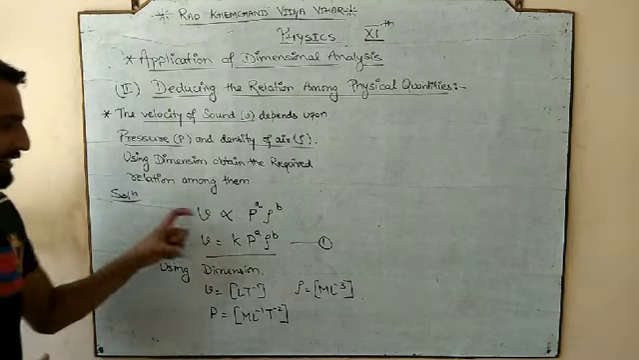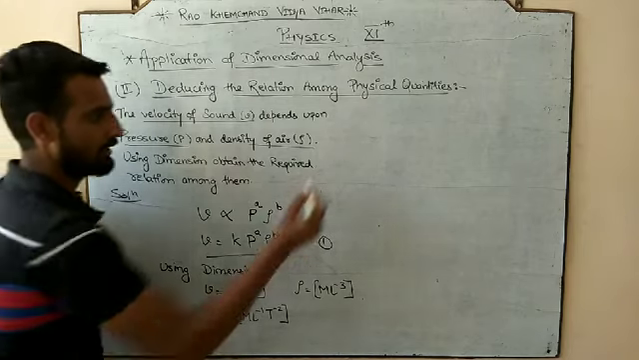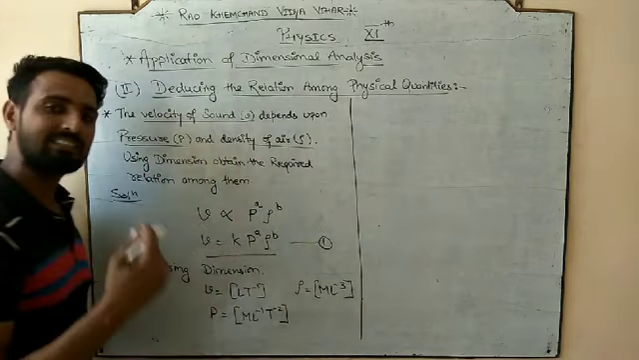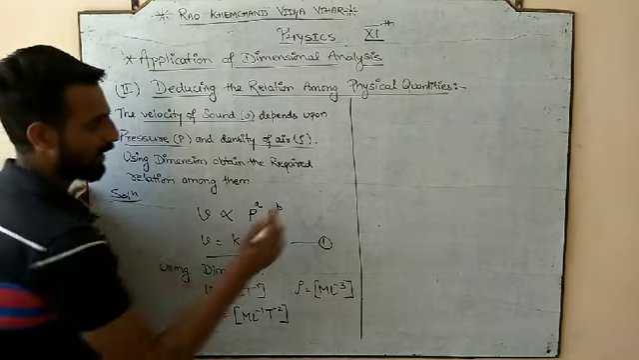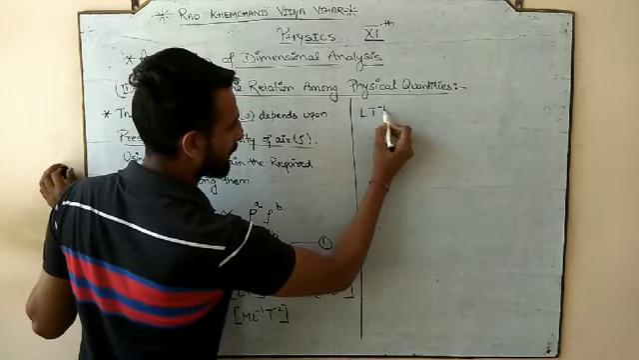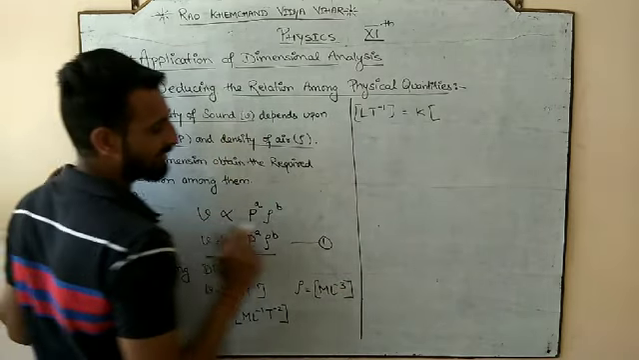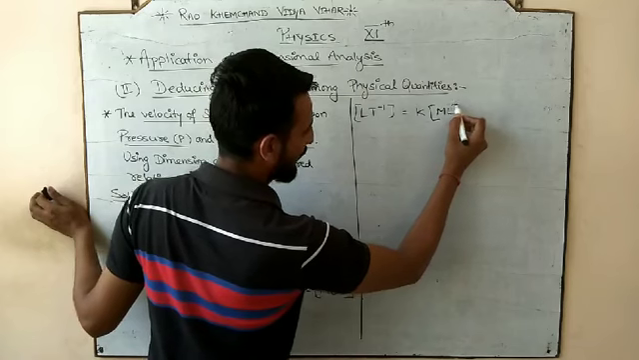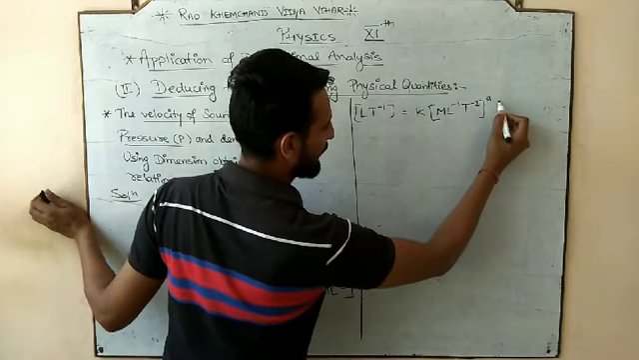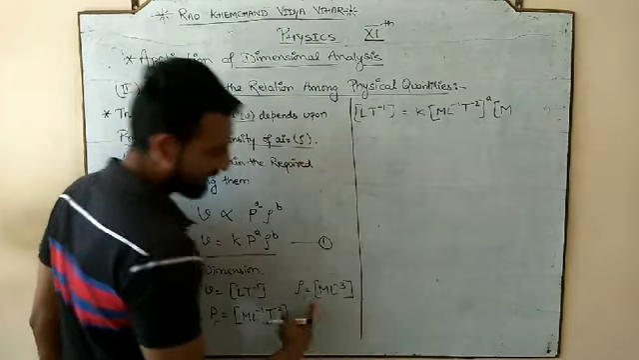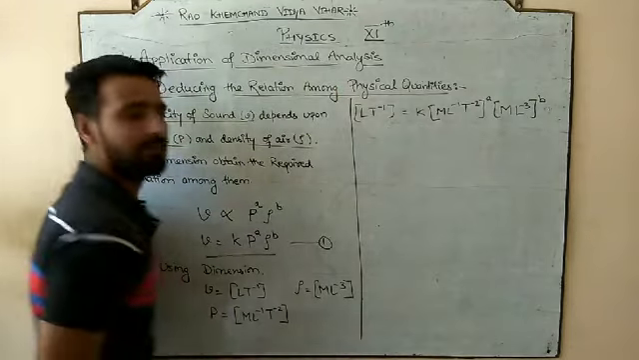So now, first step, make the formula. Second step, write the dimensions. Third step, place all the dimensions in equation 1. So the velocity dimension LT^-1 is equal to constant K, pressure dimension ML^-1T^-2 power A, and density dimension ML^-3 power B.